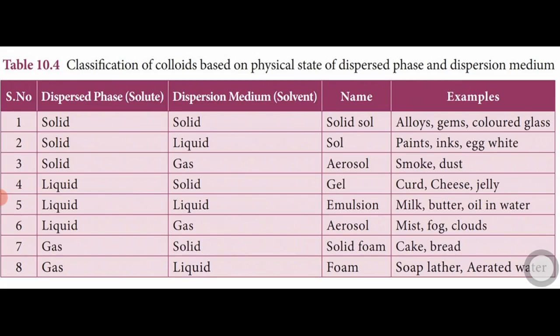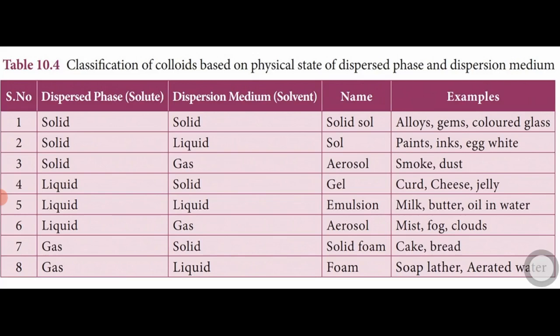Solid and solid. Solid and solvent, both are present in what state? Solid state. So solid in solid. The colloidal name is solid sol. Example of solid sol: alloys, gems, colored glass.